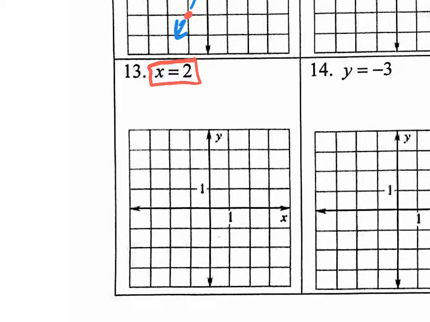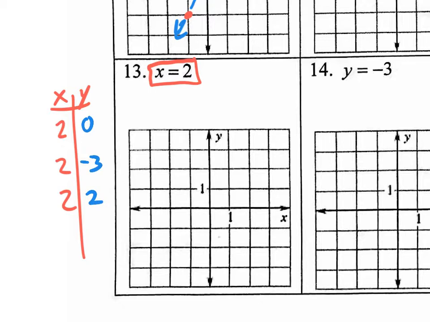If you guys totally forget this on the test, please go back, resort to an XY table. And this is saying that your x values have to be 2. Right? X has to equal 2. 2 on the x, 2 on the x, 2 on the x. What about the other ones? Anything you want. 0, -3, +2, whatever you want. So when I go to 2, 0, 2 on the x, 0 on the y, there it is. When I go to 2, -3, it's down here. When I go to 2, +2, it's up here. This is obviously a vertical line.